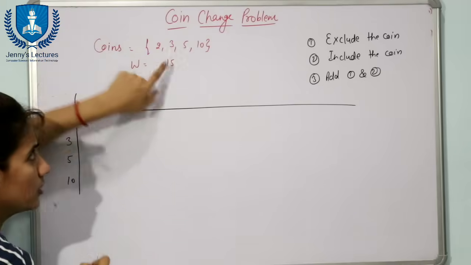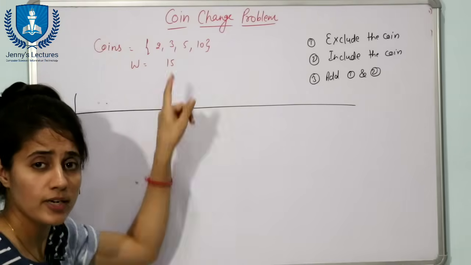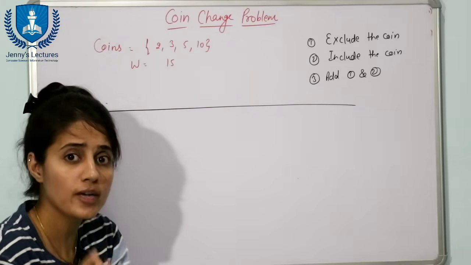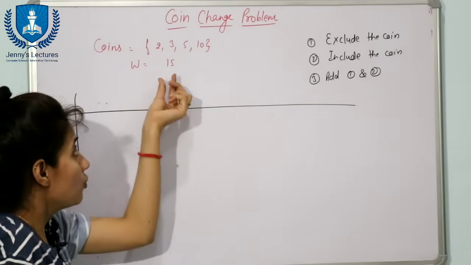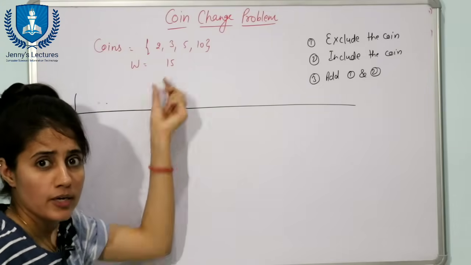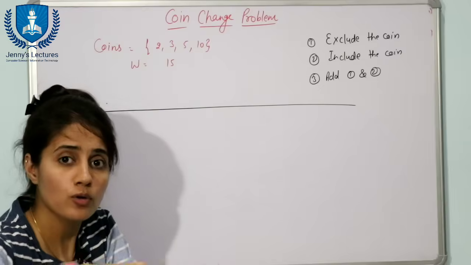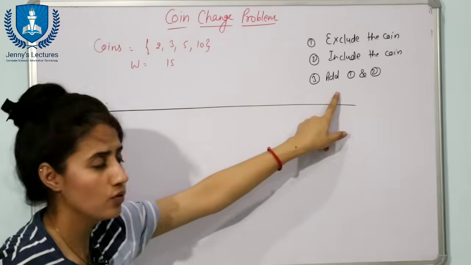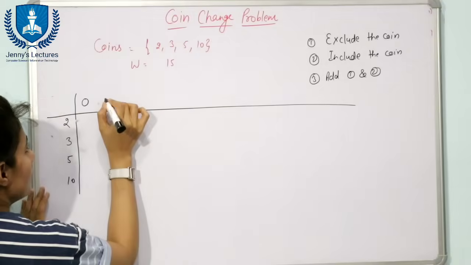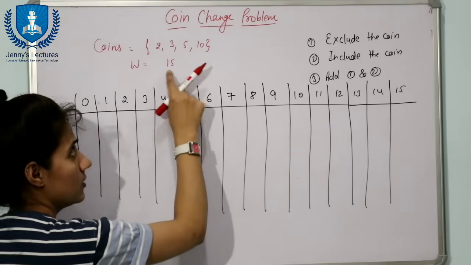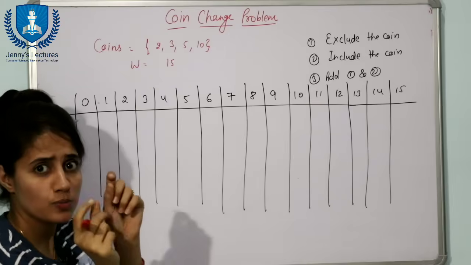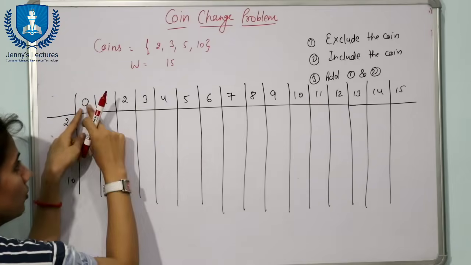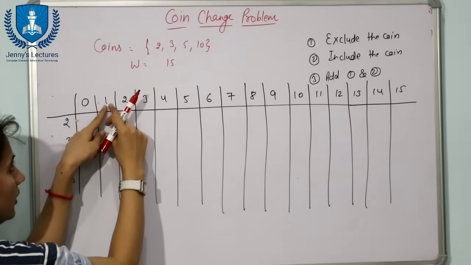And on this side we are going to use the amount, but we will not write 15 here, because we are going to divide this problem. In dynamic programming we divide the complex problem into subproblems. So we are going to divide this sum into smaller sums. We will start from 0 until 15. Okay, 0, then 1. Now we have divided this complex problem into simpler subproblems, from 0 to 15.